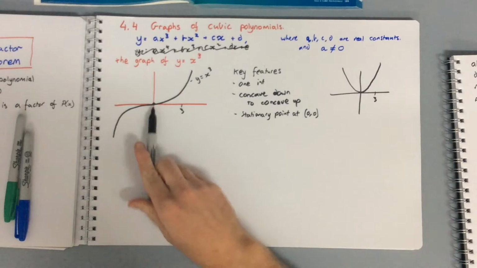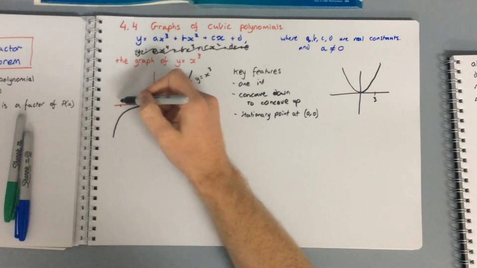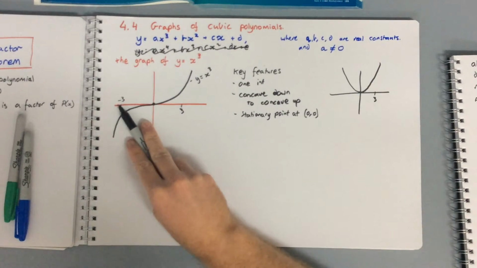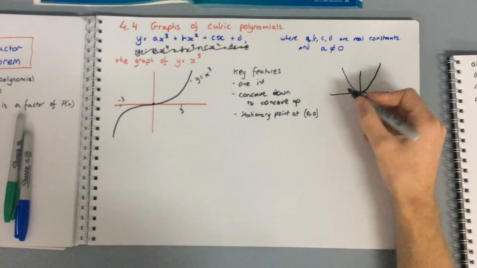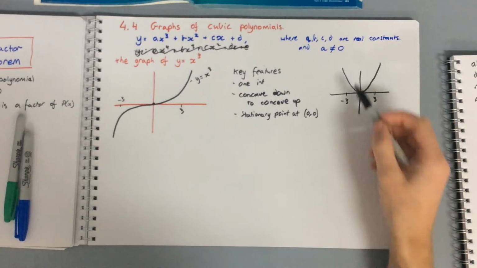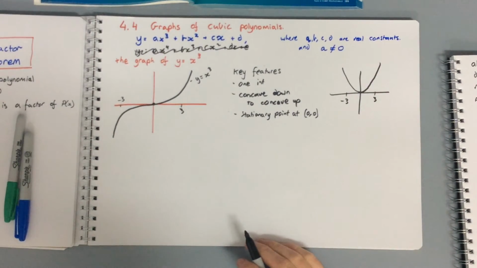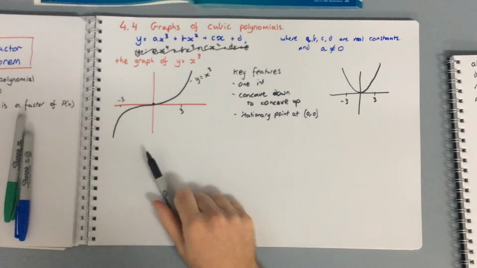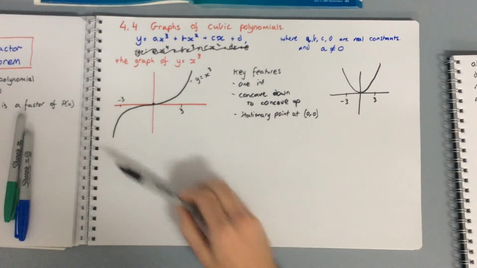And same thing for the negatives. If we go backwards, minus 3 cubed is minus 27, so we get negatives here. Compare that to the x squared graph, where minus 3 squared gives us 9, a positive number. So as we move across left or right, we're going to get large numbers either way.